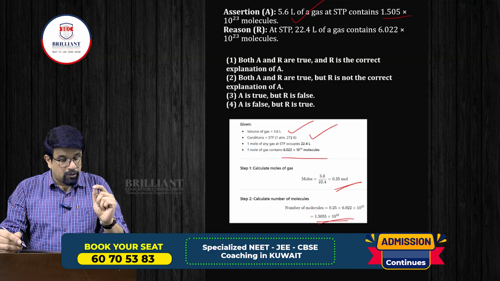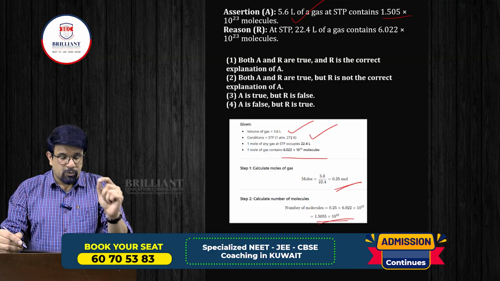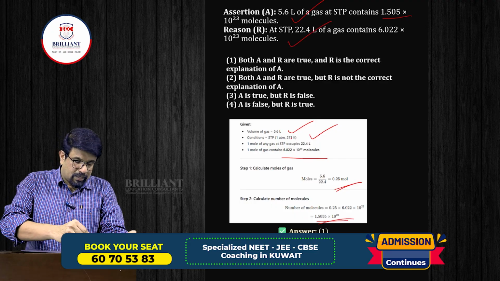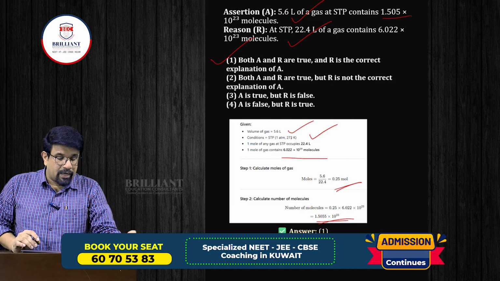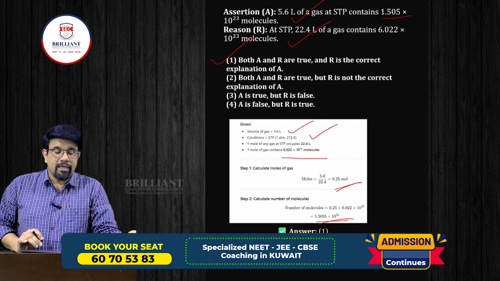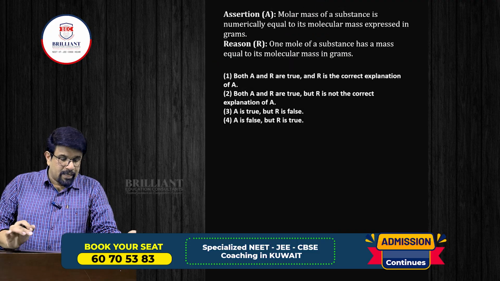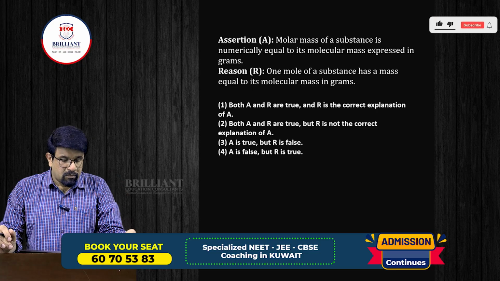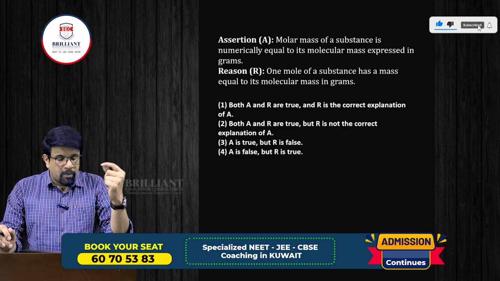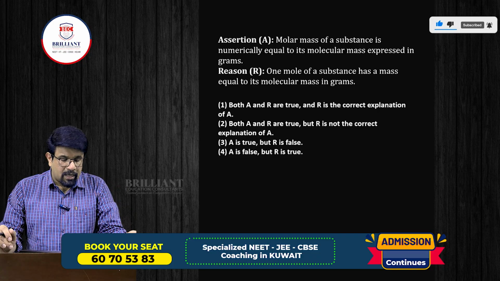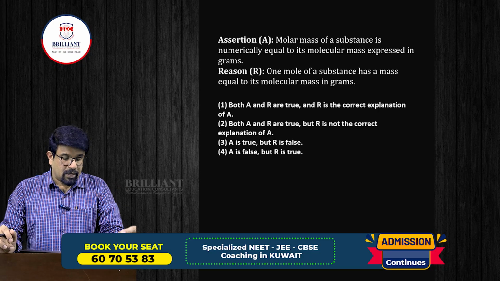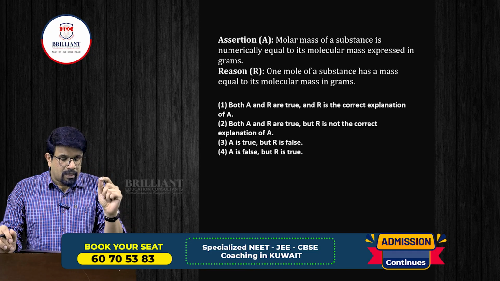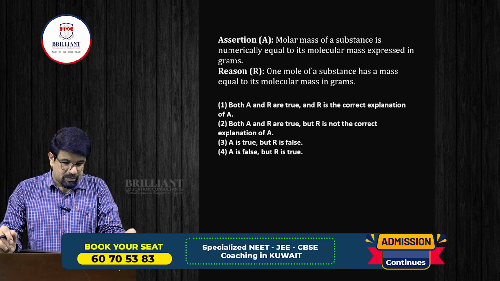At STP, 22.4 liter of gas contains 6.022 into 10 raised to 23 molecules. That is also correct. Then what is the correct answer? Yes, both assertion and reason are true, and reason is the correct explanation of A. Next question. This is also an assertion reason question. Assertion: molar mass of a substance is numerically equal to its molecular mass expressed in grams. Reason: 1 mole of a substance has a mass equal to its molar mass in grams.